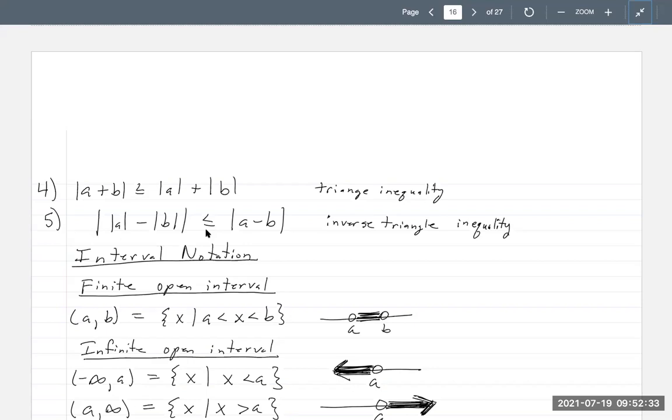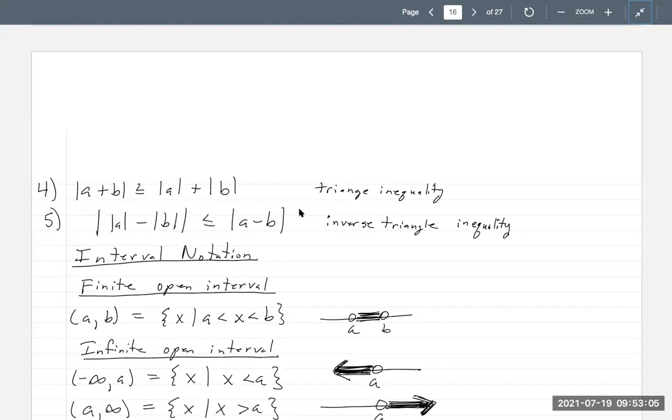So you have to be familiar with this also: the absolute value of the difference of the absolute values of A and B is less than or equal to the absolute value of the difference of A and B. So the absolute value of absolute value A minus absolute value B is less than or equal to the absolute value of A minus B. Ingrain that in your head.